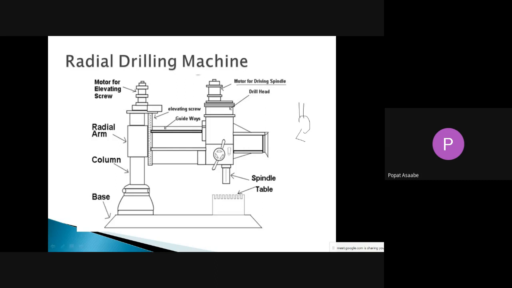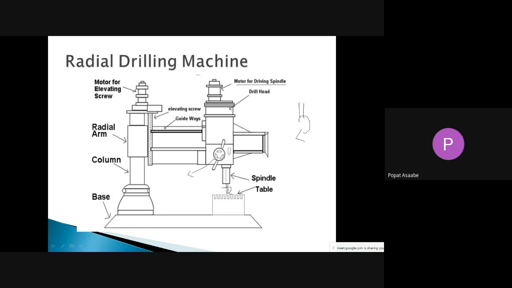We know that at the end of the spindle we have mounted the drill bit. So when the spindle starts to rotate, the drill bit also starts to rotate, and now the only remaining part is to give the feed to that drill bit. Once the drill bit is rotating, we have to give the feed to it. Then how can we give the feed? For giving the feed to the drill bit, we have to rotate this hand wheel. See, this is the hand wheel.